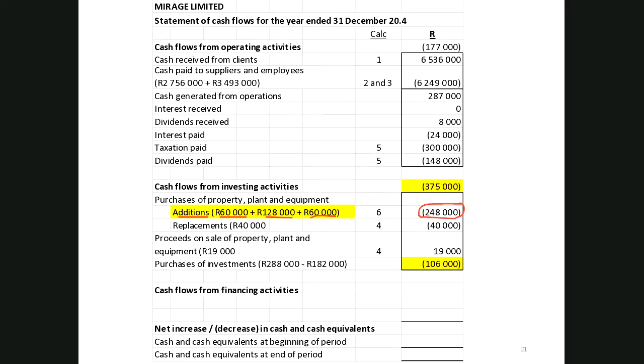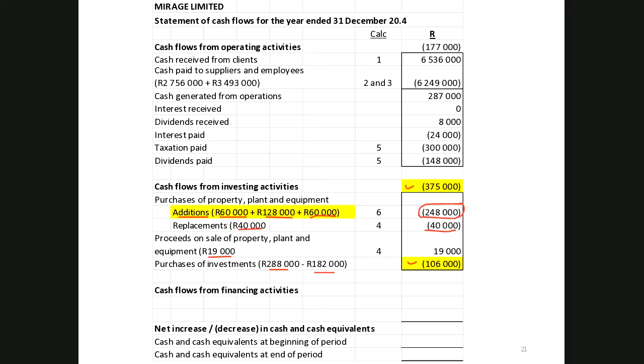I know that I've replaced equipment, and that amount is 40,000, so I take that across. Don't forget your brackets. I sold equipment. The amount I received for selling was 19,000. That doesn't have a bracket. We worked out the purchases of investments that we spent an extra 106,000 this year purchasing investments. So that 106,000 is in a bracket. So you can see here, this company spent a significant amount of money.